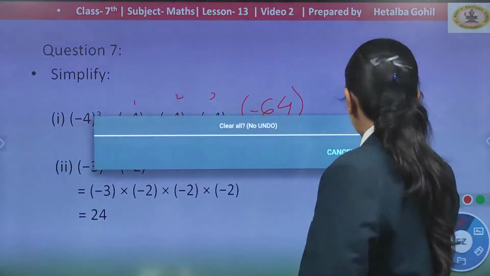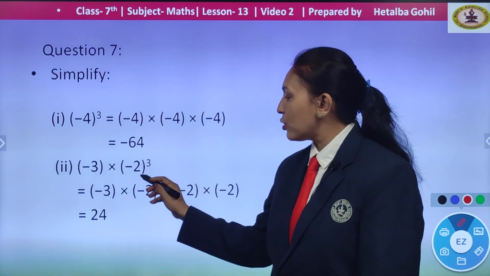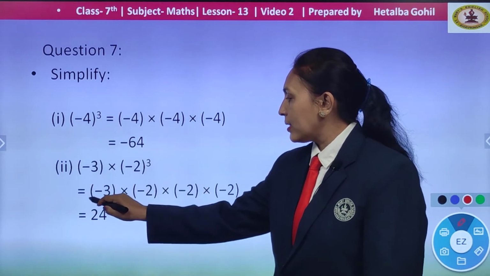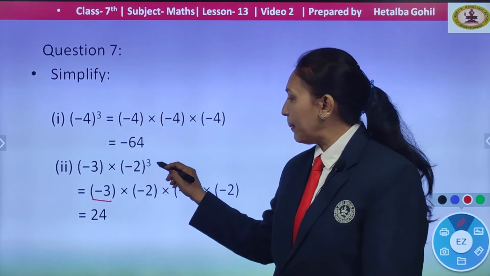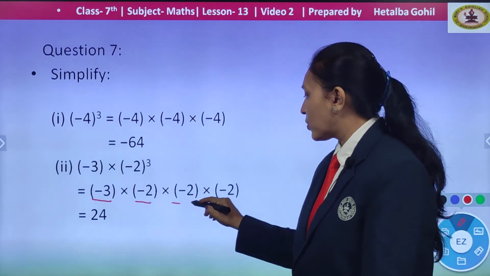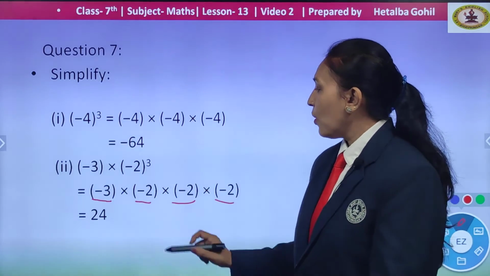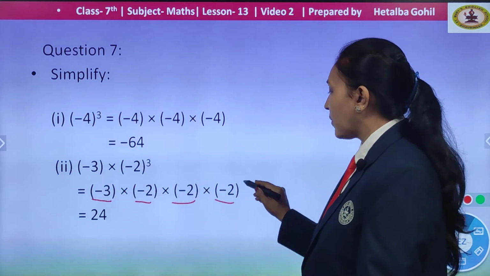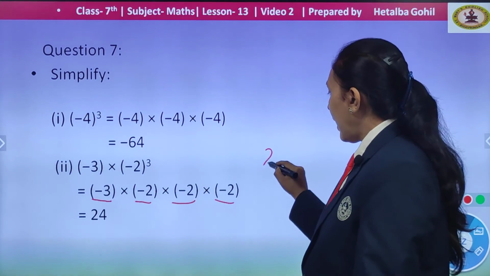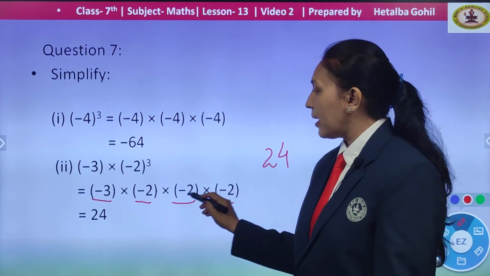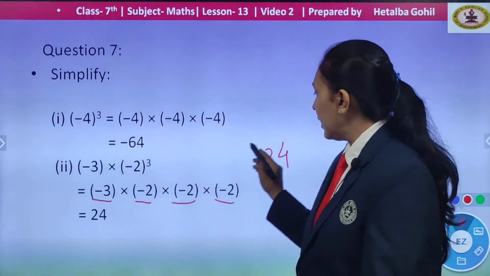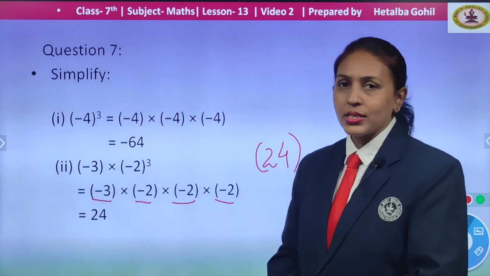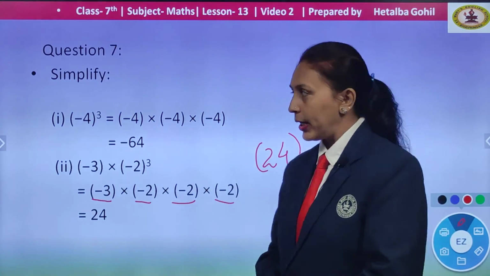Next we have here minus 3 into minus 2 raised to 3. So minus 3 and minus 2 multiplied 3 times, 1, 2 and 3. So you can see when we multiply, the number 3 to the 6 to the 12 to the 24. And as in multiplication the number of negative signs is even, the product is going to be positive, that is 24 only.